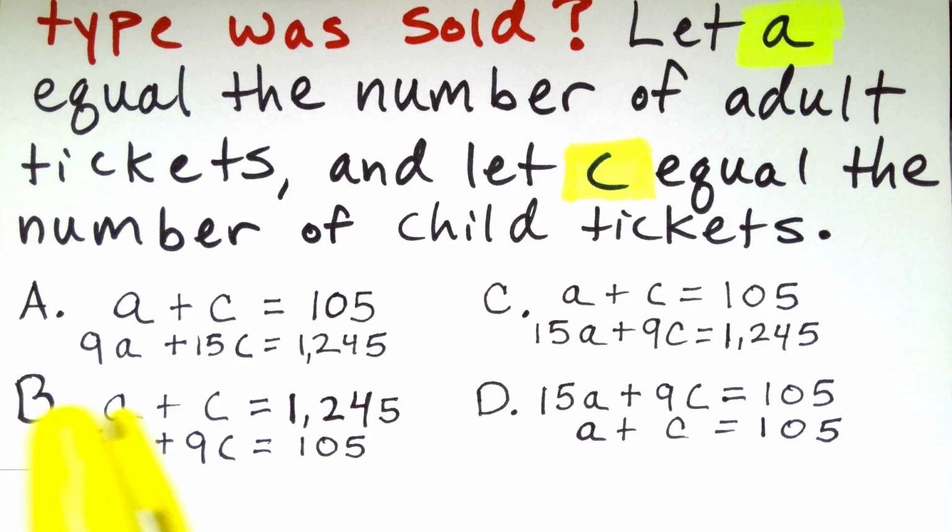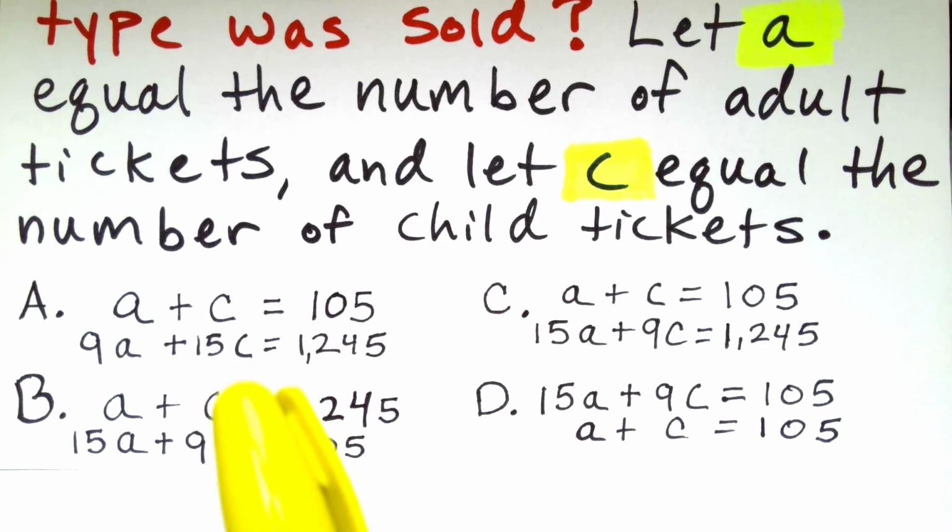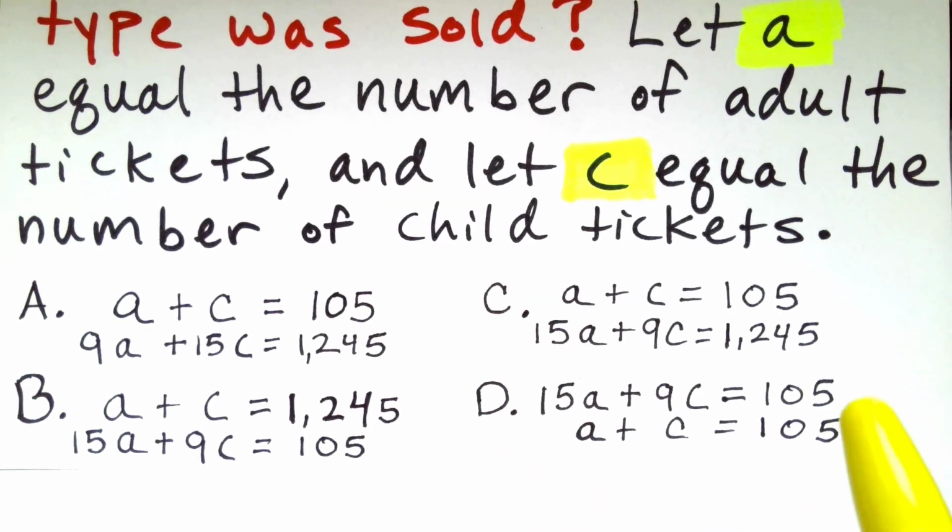So let's just take a look at A, B, C, and D. A represents the adult tickets. C represents the children tickets. And if you added those together, adult tickets and children tickets, how many total tickets would be sold? That's something to start with. And you can see in A, B, C, and D, there is an A plus a C. Which one can you eliminate?